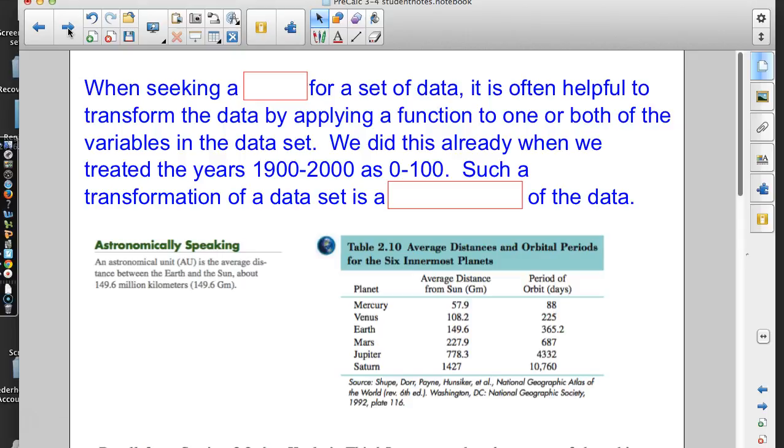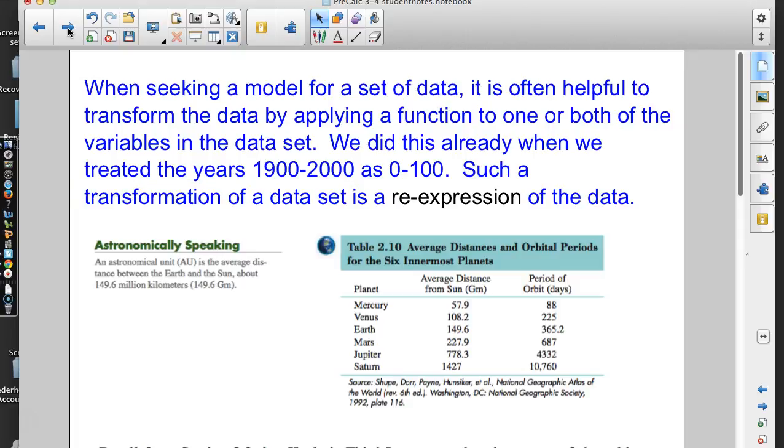When seeking a model for a set of data, we're always looking for models. Often it's helpful to transform the data by applying a function to one or both of the variables in the data set. We didn't talk about it as a transformation, but we have already done this. When we say, you know what, let's use a 0 here, I don't want to punch all that stuff in. That's actually a transformation. So instead of using 1900 to 2000, we said, no, let's just use 0 to 100, so we're not punching all that in. Such a transformation of a data set is called a re-expression of the data.